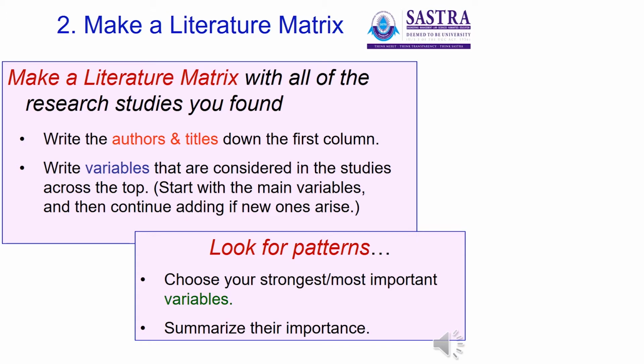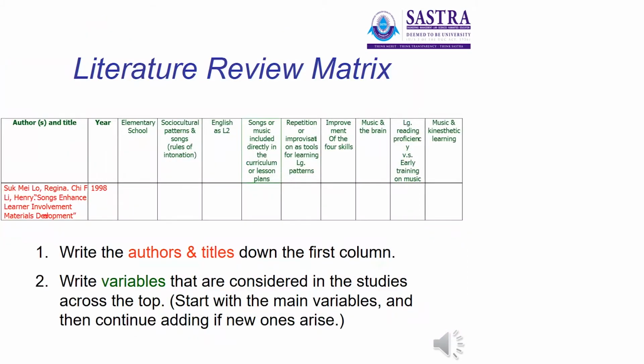Choose your strongest and most important variables, and after that summarize their importance: why it is important, what is the significance, what is the connect with your research area, and how it is going to contribute to your research. All that has to be given as inputs while you articulate your summary of your literature.